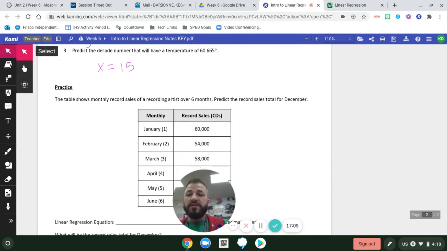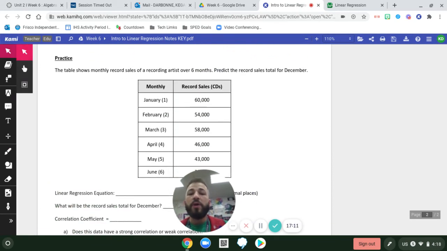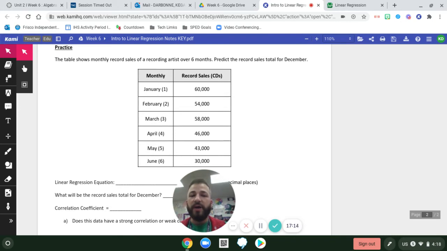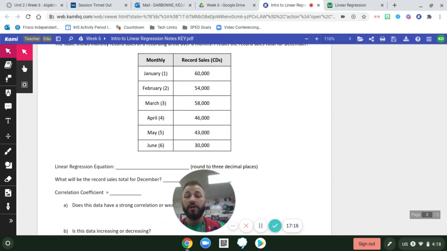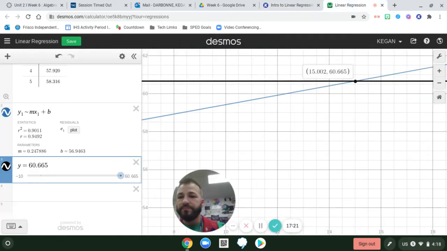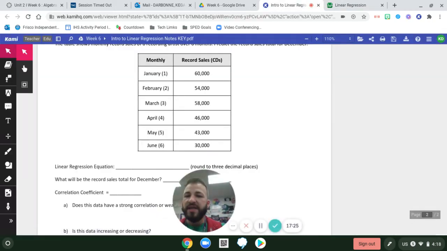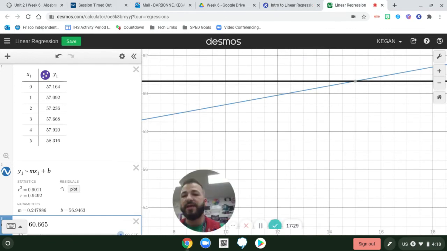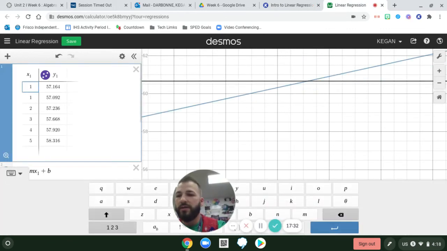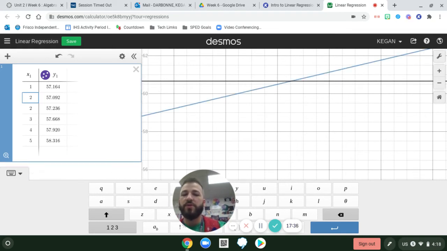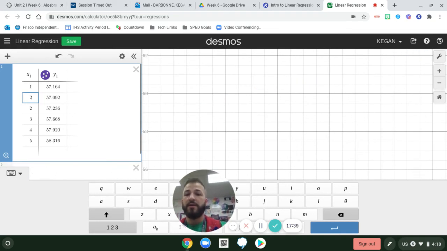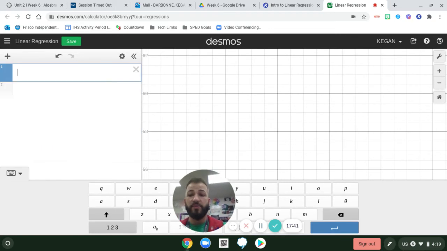Okay. Table shows monthly record sales of a recording artist over 6 months, and we want to predict the record sales total for December. So I'm going to go back to our linear regression, and we can just go up here to our table. So our x values now, they want us to do January to June, but as 1 through 6. Actually, I'll go ahead and start from scratch, just for those of you that maybe like Mr. Bone, I forgot how you did that. So we're going to start from the beginning again.